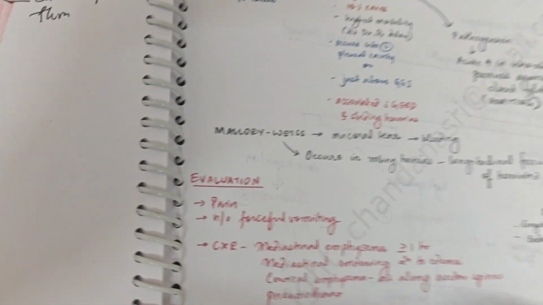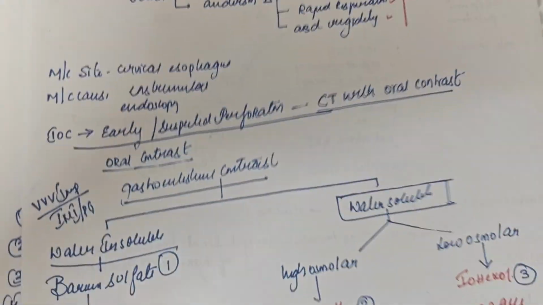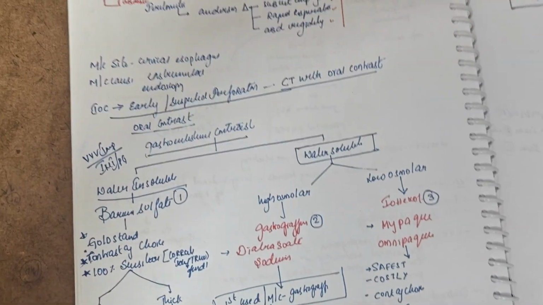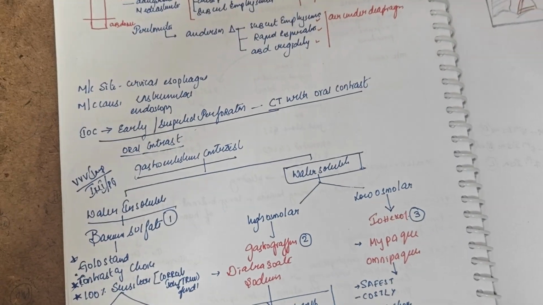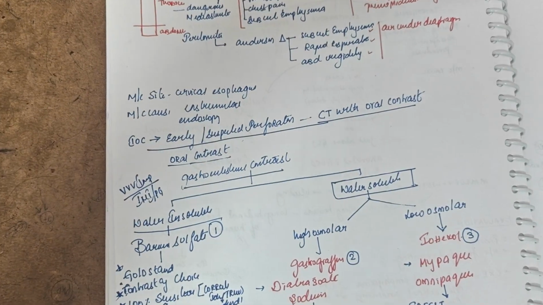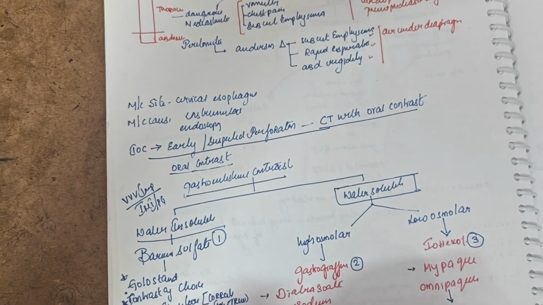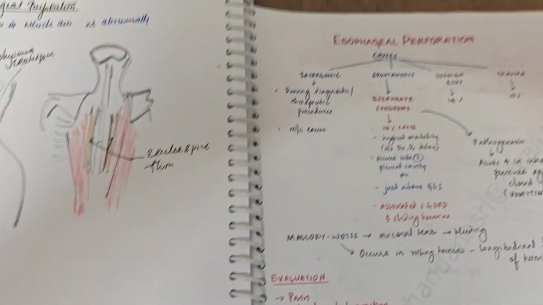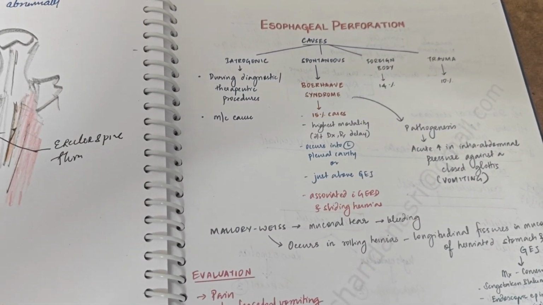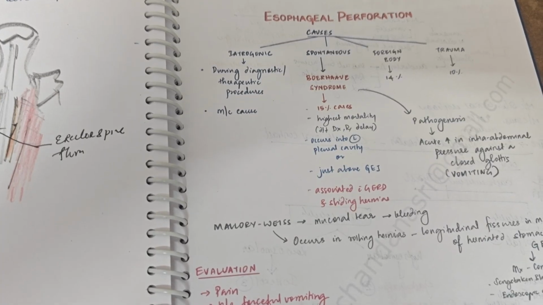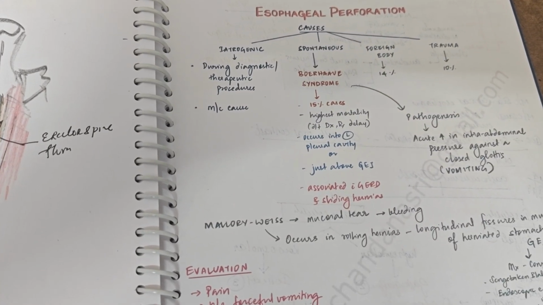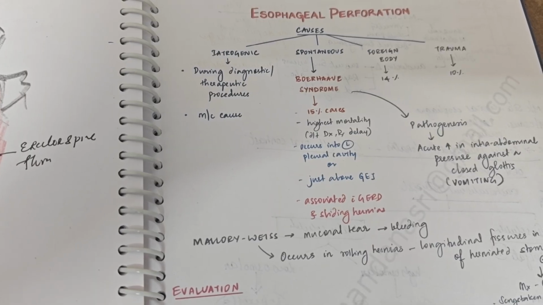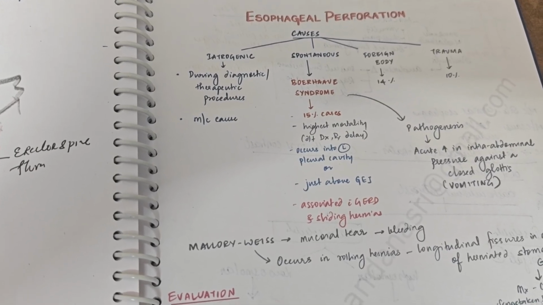Now let us understand how you manage these cases. In general, how do you manage the case? Before that, I have already discussed the iatrogenic cause. Now, let us understand a few important points. Then we'll be discussing the investigation and management. Spontaneous esophageal perforation can happen. What is spontaneous esophageal perforation? It is known as Boerhaave syndrome.